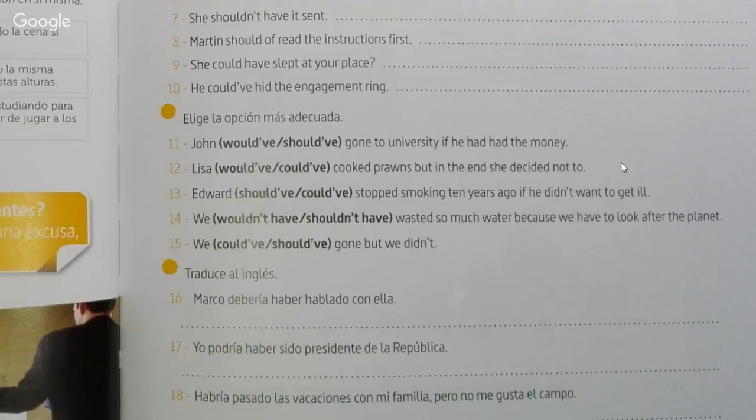We wouldn't have wasted water because we have to look after the planet. Okay, I think that is better. We shouldn't have wasted so much water because we have to look after the planet. Okay. The next one, we should have, but we didn't.